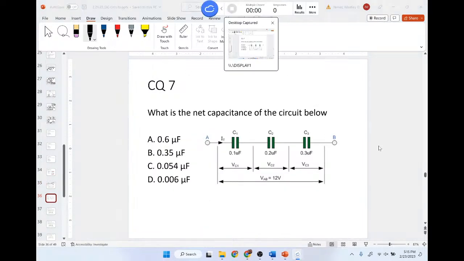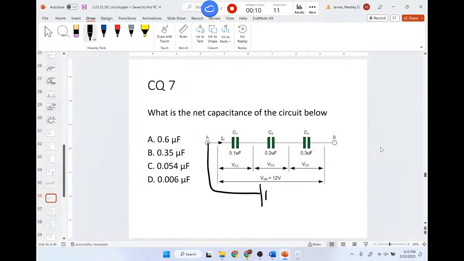So anyway, we got 0.1 microfarads, 0.2 microfarads, 0.3 microfarads. They're all in series with each other. They're hooked up to a 12-volt battery. So if you want, there we go. Now it maybe looks like a more traditional circuit, but they are in series with each other.